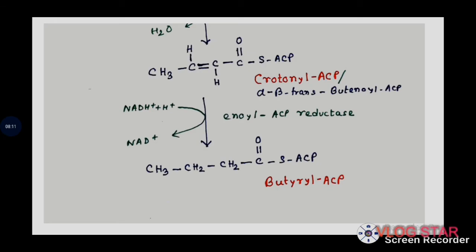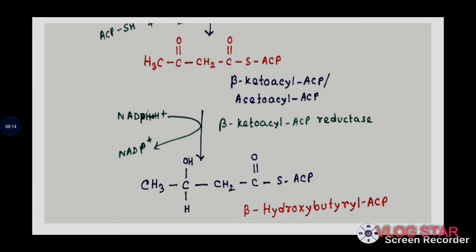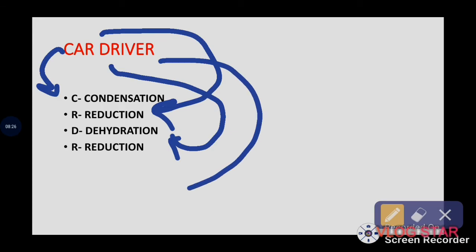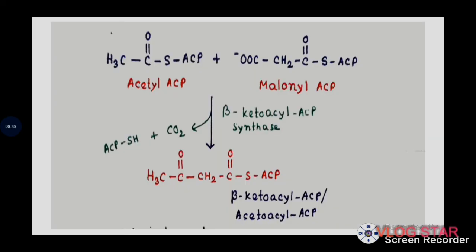It's that simple. So first of all, let me recap. I told you earlier in my lecture that it is car driver. C means condensation, R means reduction, D means dehydration, and R means reduction again. So what would be the names of the enzymes? As the first is a condensation reaction, combining two molecules and forming a new one, it will be named synthase, because it is not involving ATP or GTP or any energy currency. So the enzyme is beta ketoacyl ACP synthase.